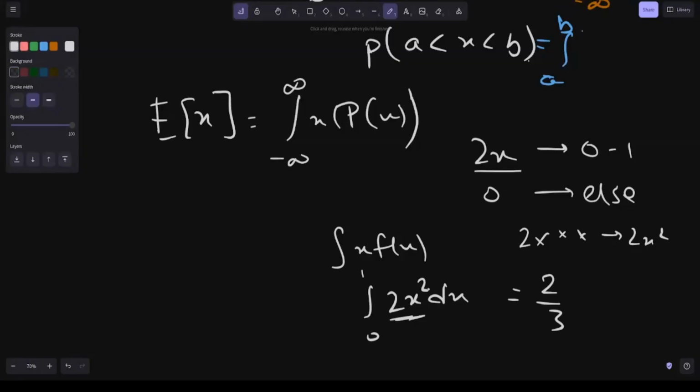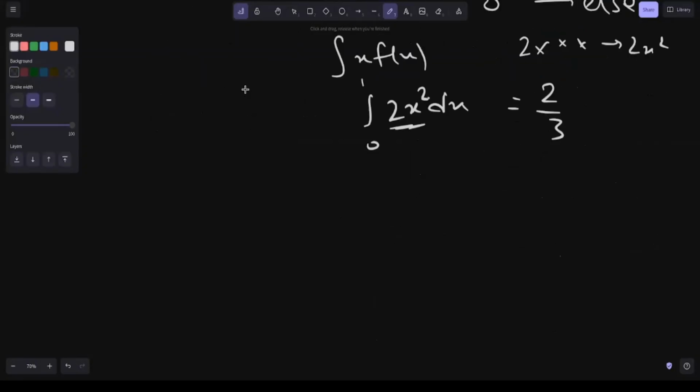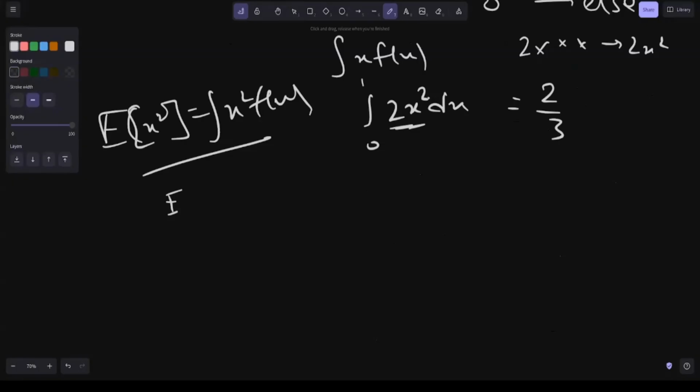Now for variance, everything remains the same. You don't need to learn anything different. Just calculate it the same way: E of X square would be the integration of x square f(x). Calculate this, then just do E[X square] minus E[X] whole square, and this is your variance of X. So this is very easy.